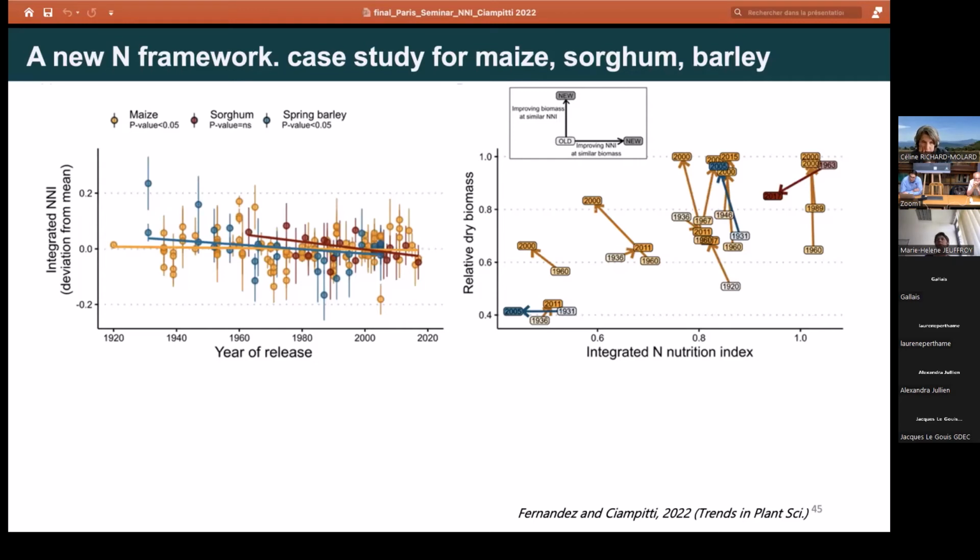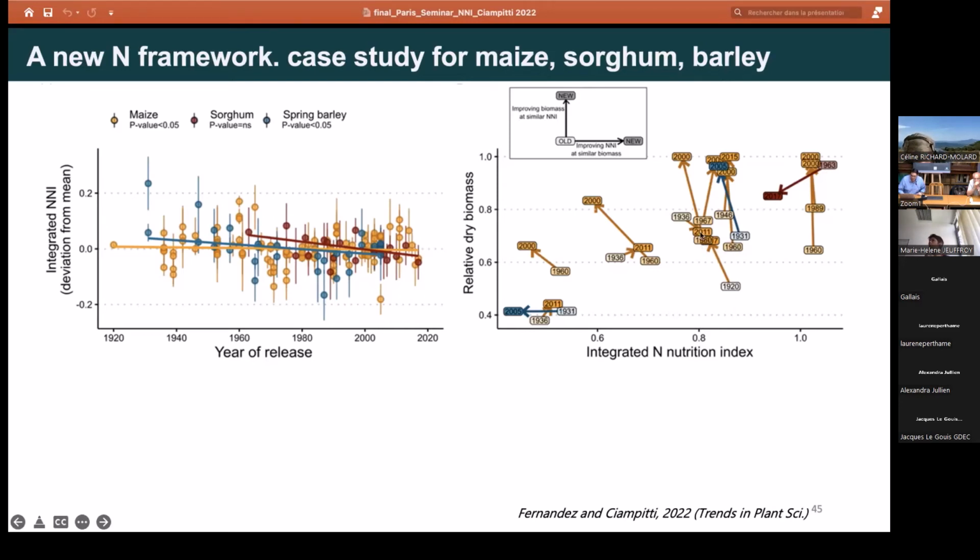And then if you look at the framework here on the right panel, we are basically using the framework and showcasing how we use this framework. Rather than calculate relative yield, since relative yield is influenced by harvest index, we try to remove the harvest index effect, because the harvest index has an effect over time, and we are only looking at relative dry biomass. And then we are looking at relative dry biomass versus integrated nitrogen nutrition index. To simplify, because there are many, many points, we try to use all the experiments.